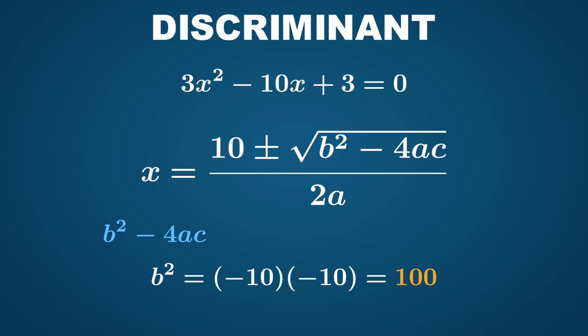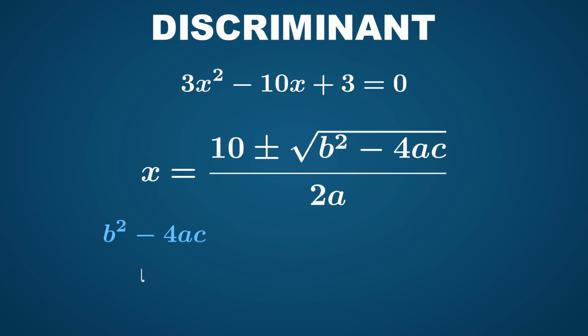10 multiplied by 10 gives us a final squared value of exactly 100. Now we must proceed to calculate the second part of the discriminant formula. We need to multiply the specific numbers for a and c altogether. We substitute the value 3 for a and the value 3 for c into this product.